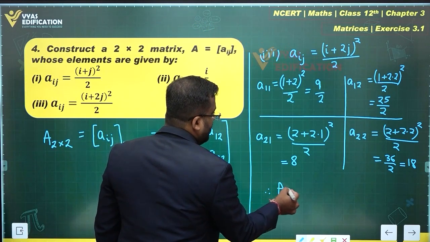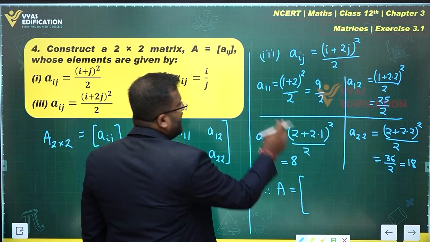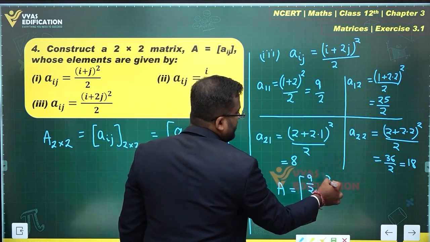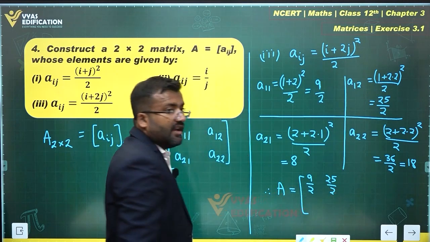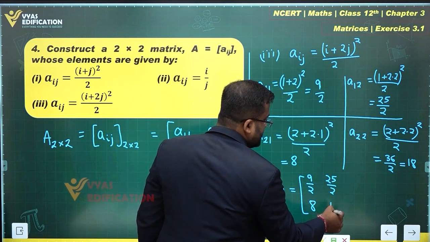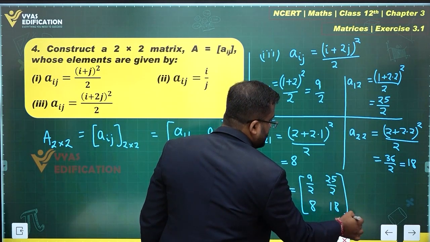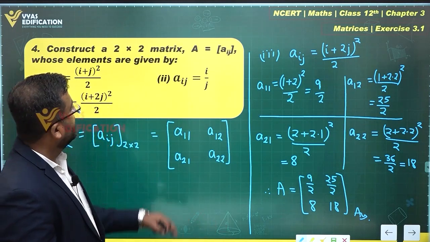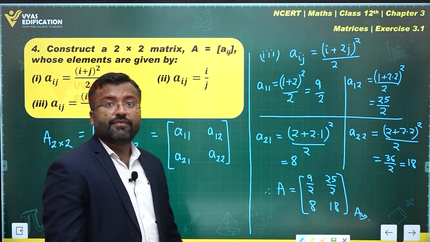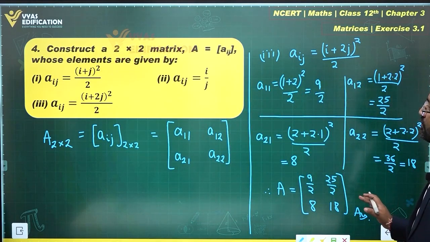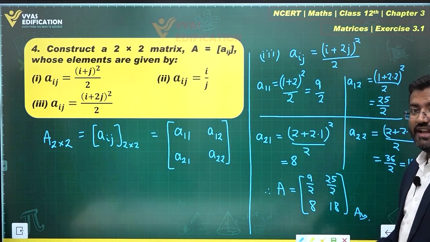Therefore, matrix A is equal to what? A11, which is 9 by 2, A12, which is 25 by 2, A21, which is 8, A22, which is 18. That's the complete matrix that I obtained. This is part 3. And yes, that's the complete solution of this question. Let me get aside and you can take a look at this.